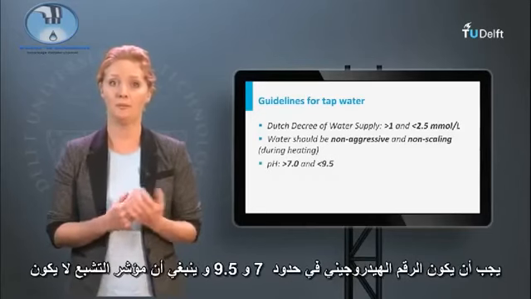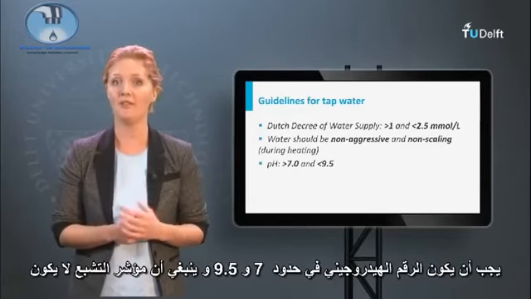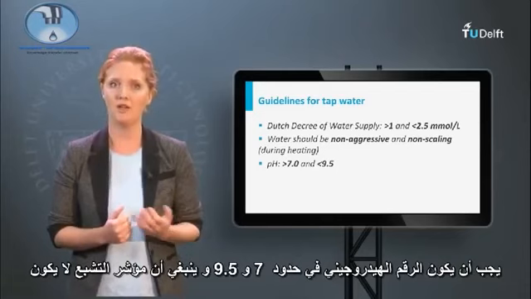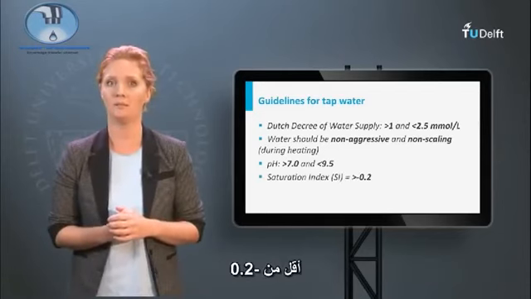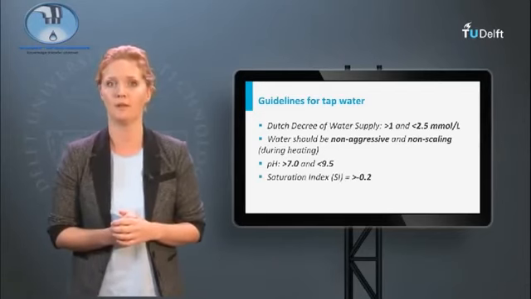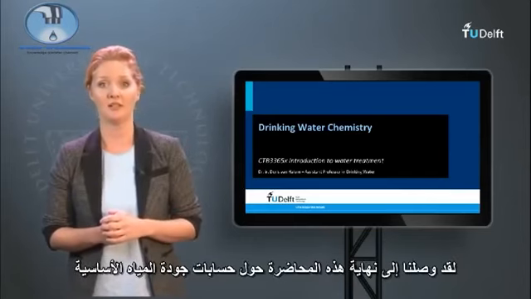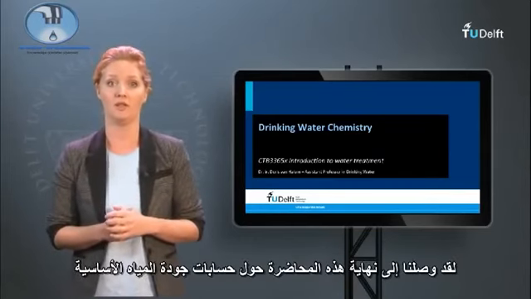The pH should therefore be within the range of 7 and 9.5, and the saturation index should not be lower than minus 0.2. We have come to the end of this lecture about basic water quality calculations.